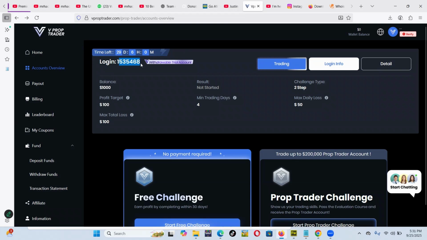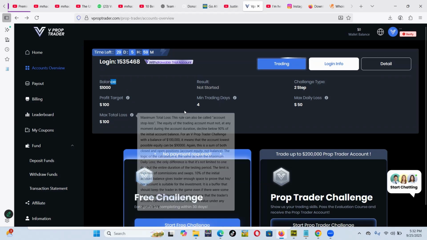I have a login ID here, so I assume this is my ID. And here we have a balance of $1,000. This is the starting balance of your challenge account. This money is virtual money, for simulation. You don't have to deposit $1,000. It's actually a starting balance that you're going to really play with. Then the rules: the profit target is $100. To pass this phase of the challenge, you must make at least $100 in profit, which is 10% of the $1,000 starting balance.